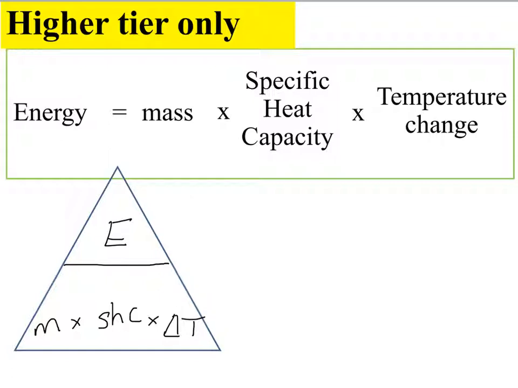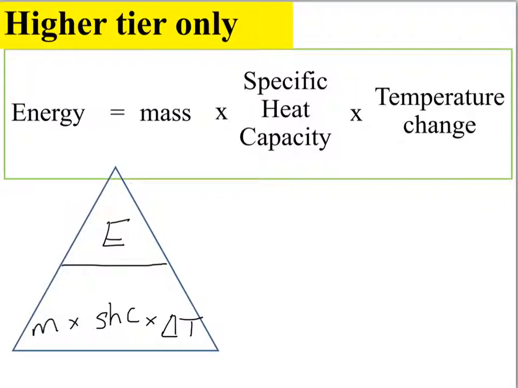Now, to use our triangle, we have to cover up the thing that we're trying to work out. So let's say, for example, we've got a question that asks us to calculate the mass. We want to rearrange our equation so that the mass becomes the subject and we get mass equals. So what we do is we cover up the mass. You can't see me covering it up on here, so I'm just going to cross it out. And what we're left with is the energy divided by specific heat capacity times change in temperature. So I'll write that out over here. Energy divided by specific heat capacity times the change in temperature.